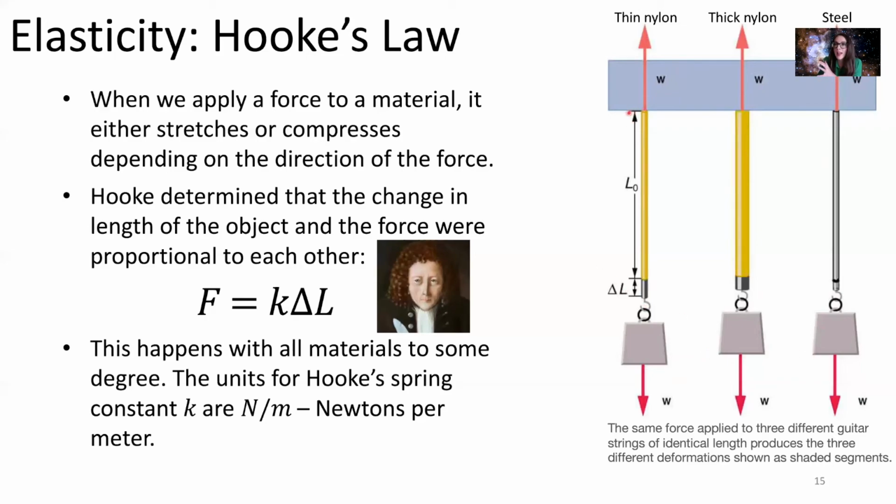So we're going to call L sub 0 the original length of this material. That's what you see here in yellow. When we put the mass on here, our thin nylon string gets stretched by this distance that we're calling delta L. That's the change in length after you've put on that mass. Over here, when we look at our thick nylon string, we see that when we put on that same mass, we do not stretch the material as much. And whenever we do it to a steel piece of wire, we stretch it even less.